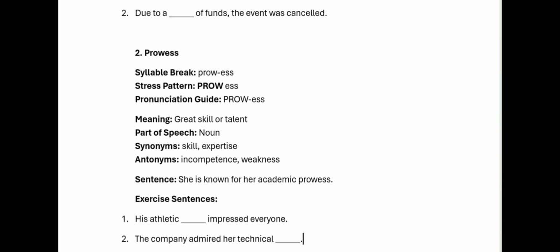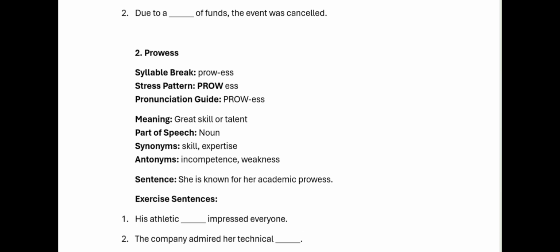See, just now we learned the word abundant and we are using it in our speaking now. Someone with an abundant skill or abundant talent is known as prowess. This is a noun. Synonyms of the word are skill or expertise. When someone becomes expert in something, the word is expertise. Antonyms are not being able to do, not having the capacity to do. So they are incompetence or weakness. The sentence, she is known for her academic prowess. Because this is a noun, the word always comes at the end. Adjectives are placed before the nouns.